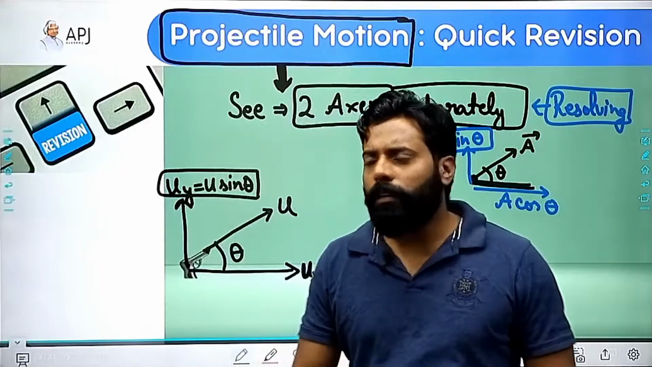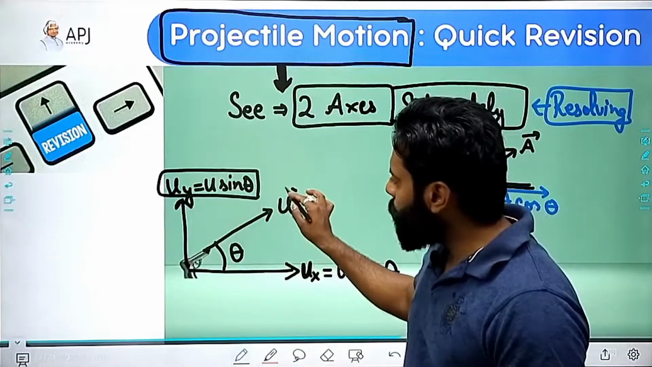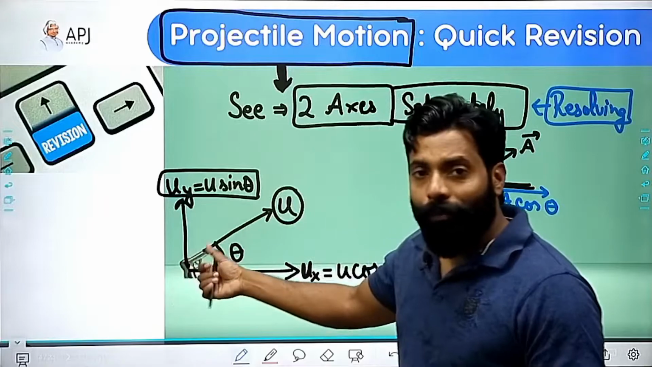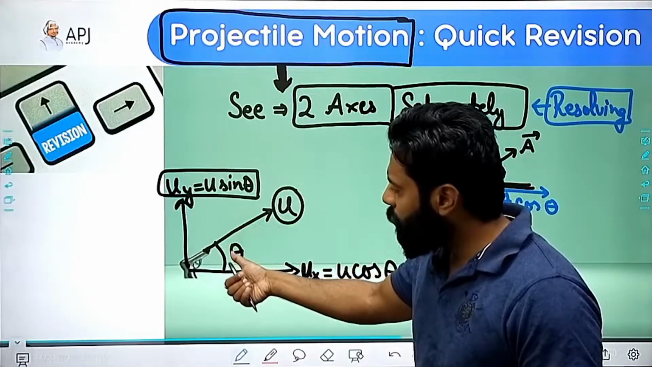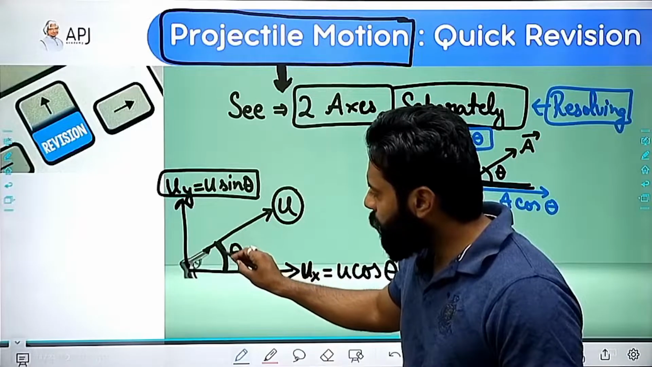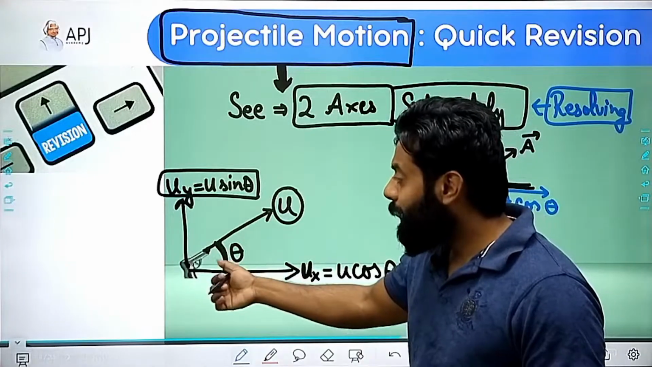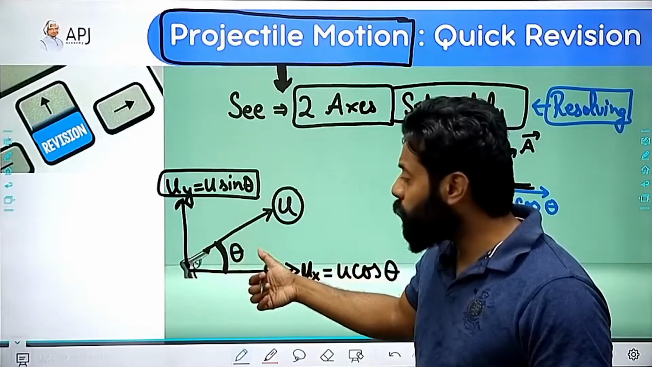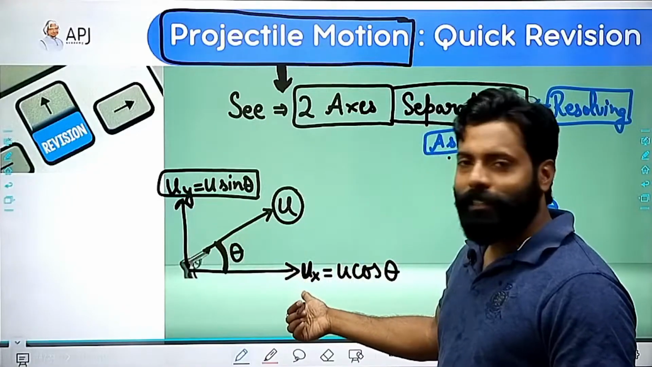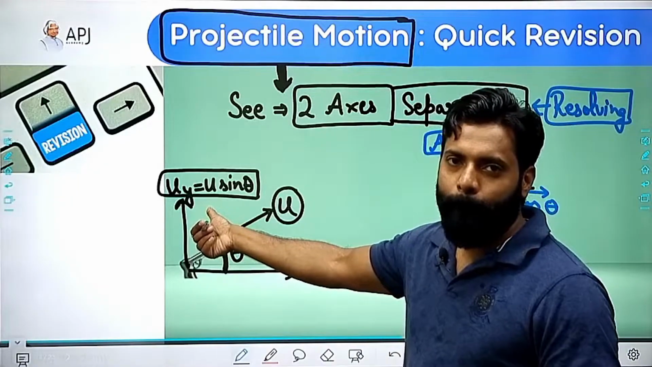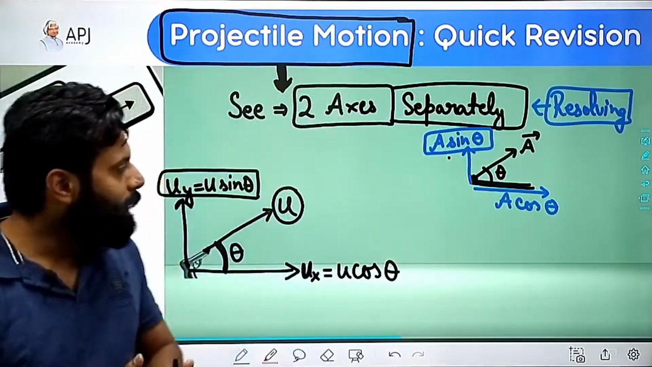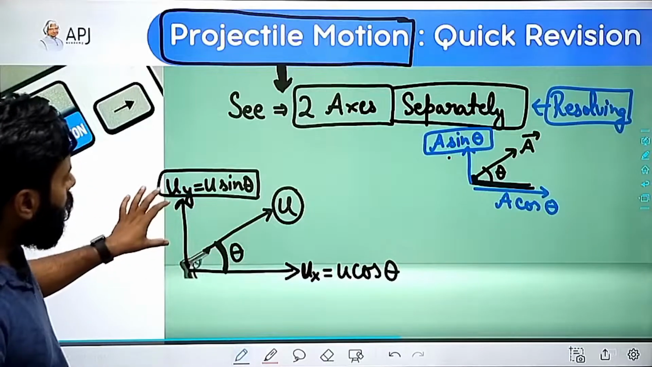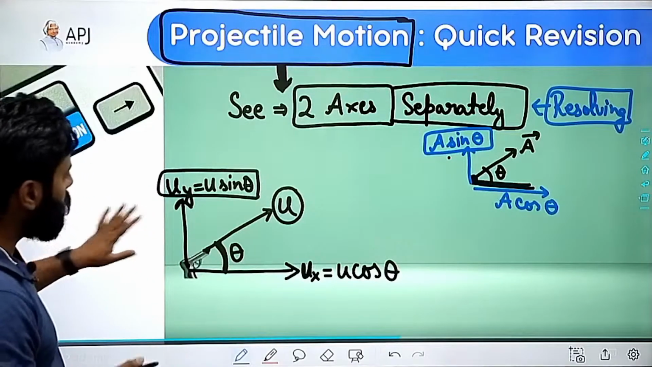So I thought that when I am throwing this ball with velocity u at an angle theta with the horizontal, this vector can be resolved into two components. The first one is ux, the other one is uy. I am resolving these vectors separately, and I know that this vector uy is u sin theta.